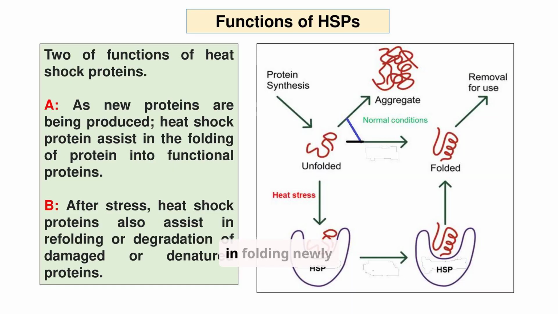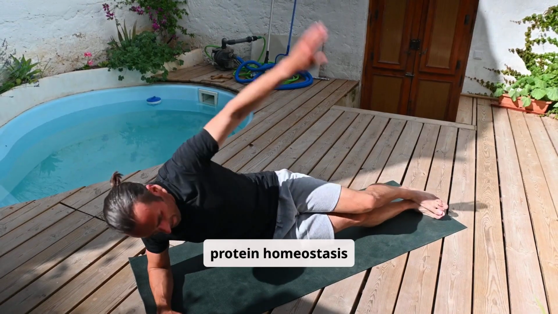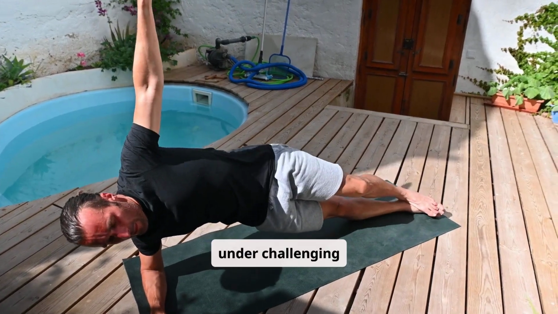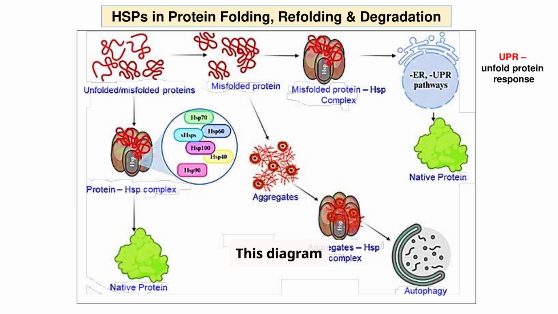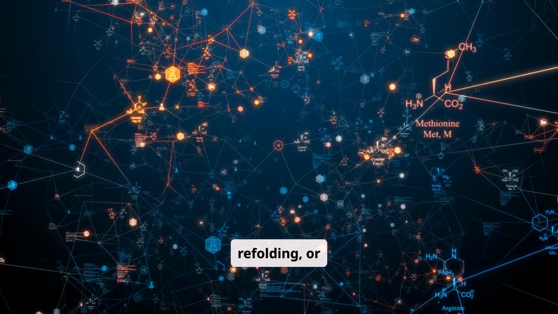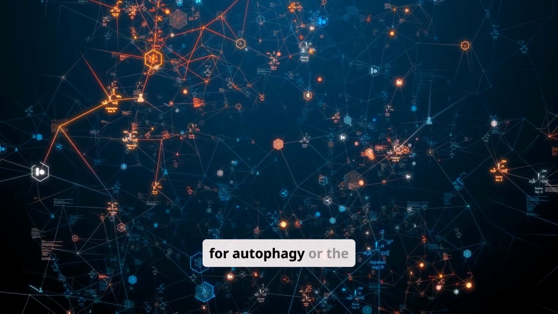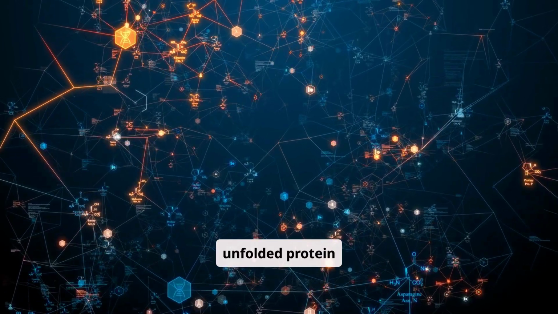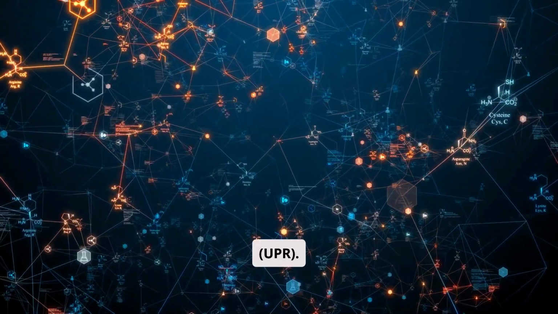HSPs assist in folding newly synthesized proteins and refolding or degrading damaged proteins after stress. They are essential for maintaining protein homeostasis under challenging conditions. This diagram illustrates the complex roles of HSPs in protein folding, refolding, and degradation. They can prevent aggregation, promote refolding, or target misfolded proteins for autophagy or the unfolded protein response, UPR.